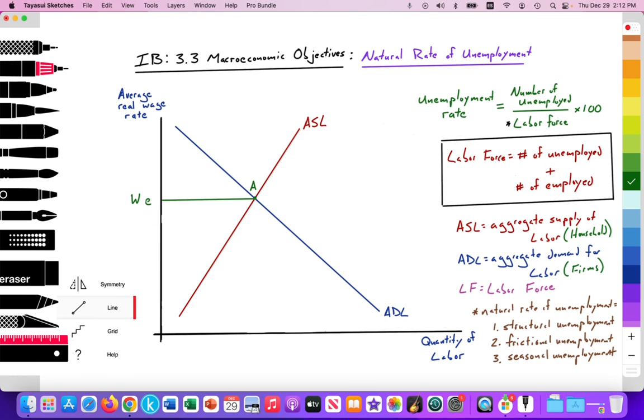And then we have the quantity of labor supplied and demanded. I'll just call that QE. All right, there we go.